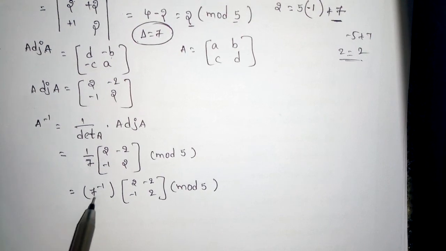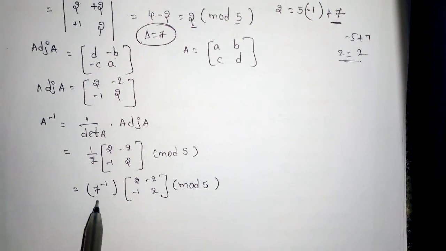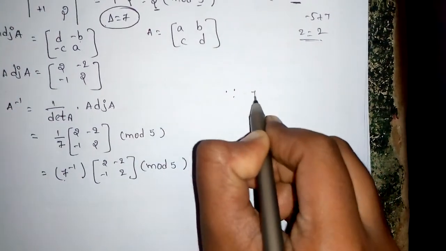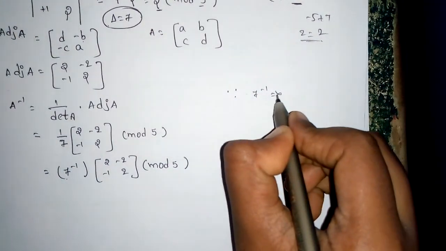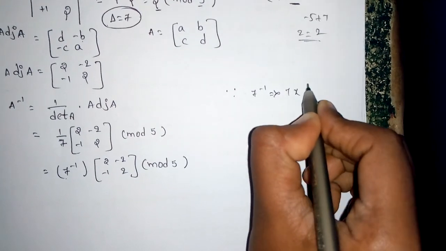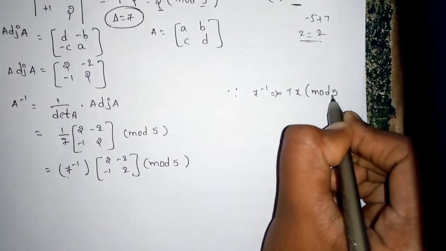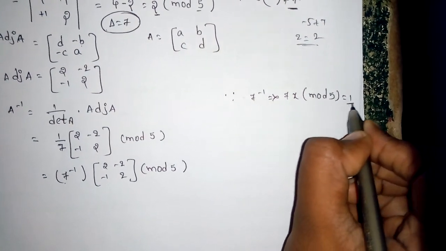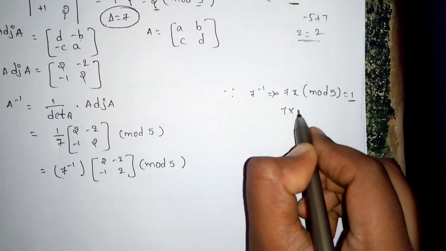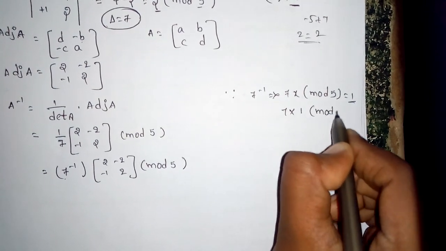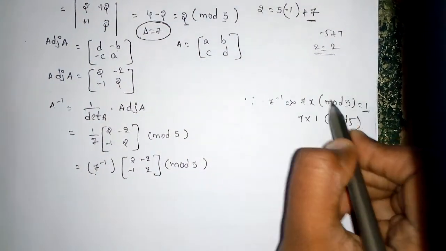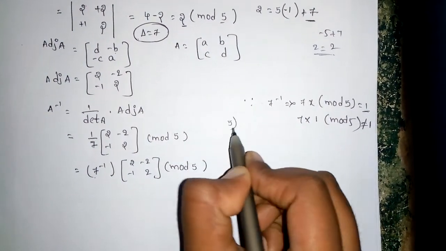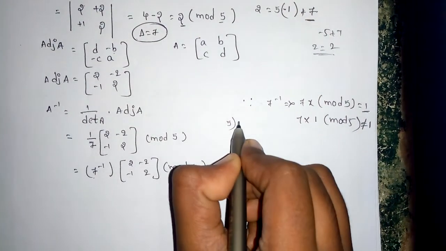Here we have to remove this 7 inverse. In this place we have to keep the positive value. To find the 7 inverse, we need 7x mod 5 equals 1. The remainder should be equal to 1. Now 7 into 1 mod 5 will not be equal to 1, because, as I explained clearly in my previous video.